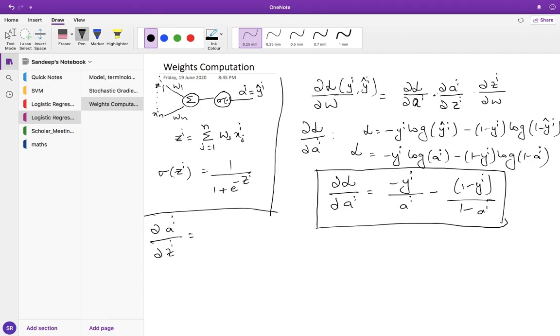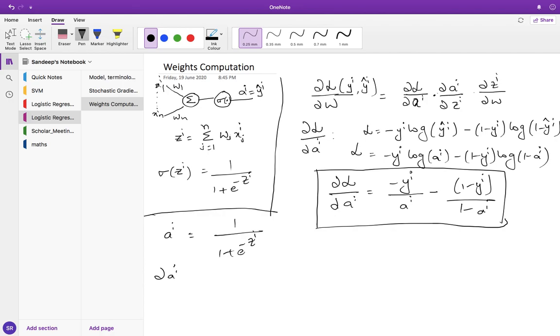Okay, so we know ai is nothing but the sigmoid function, which is 1 by 1 plus e power minus zi. So ai we already know. First let us write it as sigma of zi. Sigma of zi is nothing but ai, which is 1 by 1 plus e power minus zi.